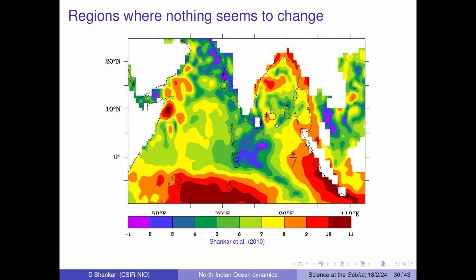So there are regions where nothing seems to happen. The central equatorial Indian Ocean, the west coast of India, coast of Oman in patches, the Gulf of Aden. The question is, why does this happen when this wave goes all the way through? Why does this high variability not show up all the way across?